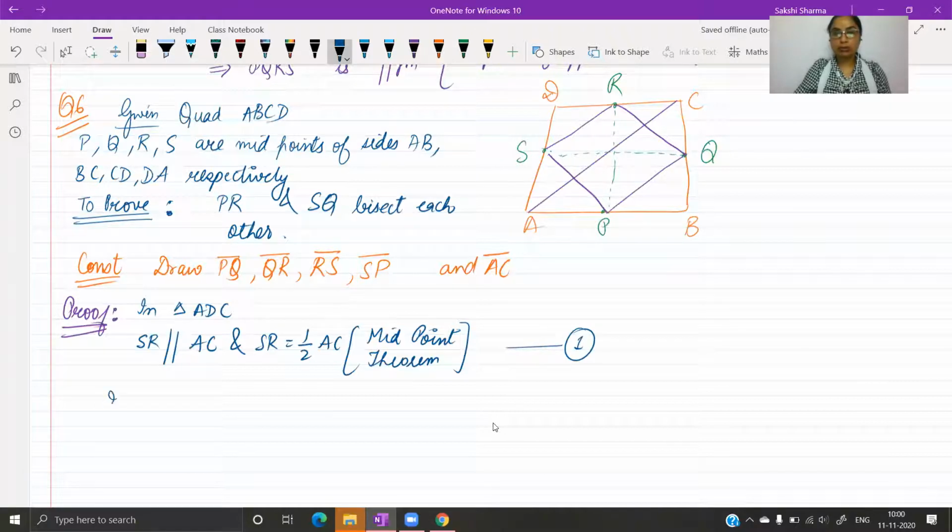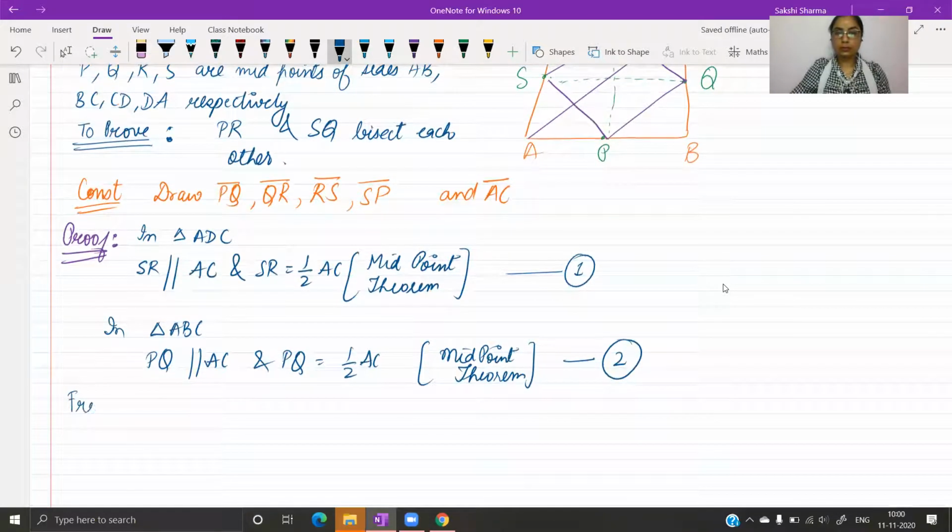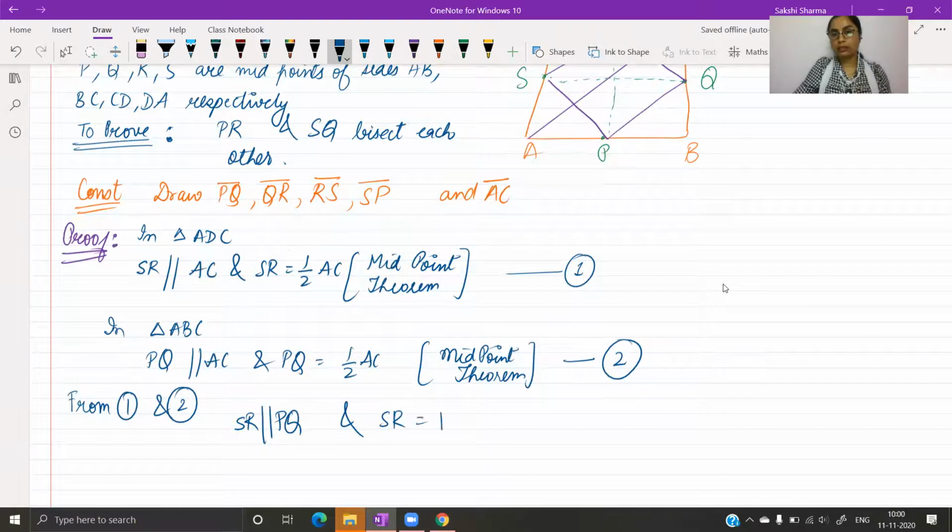Let's say this is result number 1, and then in triangle ABC, PQ will be parallel to AC and PQ will be equal to half of AC. Again, the result was concluded using the midpoint theorem. From result number 1 and result number 2, we can conclude that SR is parallel to PQ and SR is equal to PQ. This implies quadrilateral PQRS is a parallelogram.